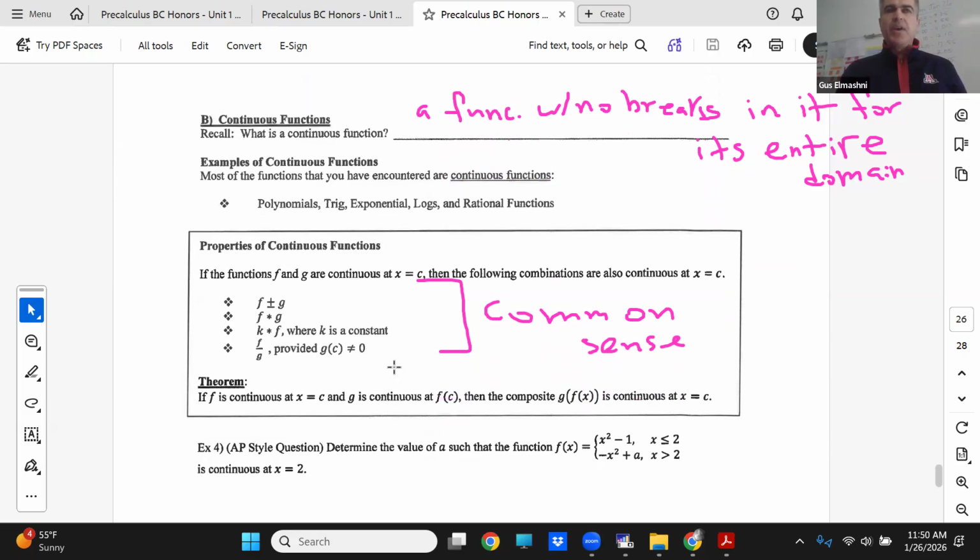Oh, this is an interesting one. What if I did sine x divided by cos x? It's tangent, so it's not continuous for all real numbers, right? There will be some breaks, obviously, like some vertical asymptotes. So that's why the little caveat, provided g of x does not equal 0. You have to be mindful about that.